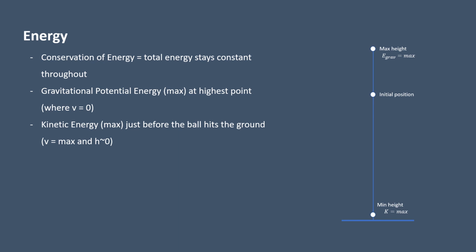And we have the kinetic energy, which is at its maximum right before the ball hits the ground, because the velocity is at its maximum and the height is approximately 0. The formula for kinetic energy is 1/2 mv squared, v being velocity. Because the mass and 1/2 are constant, whenever the velocity is at its highest, that is when the kinetic energy will be at its highest.